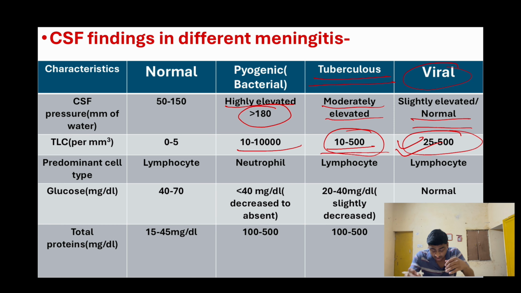Now what are the different cell types which are seen in CSF in different types of meningitis? So predominant cell type, normally we have lymphocyte as the predominant cell type. In pyogenic or bacterial meningitis, neutrophil is the predominant cell type which is seen in the CSF. In tuberculous and viral meningitis, lymphocyte is the predominant cell type.